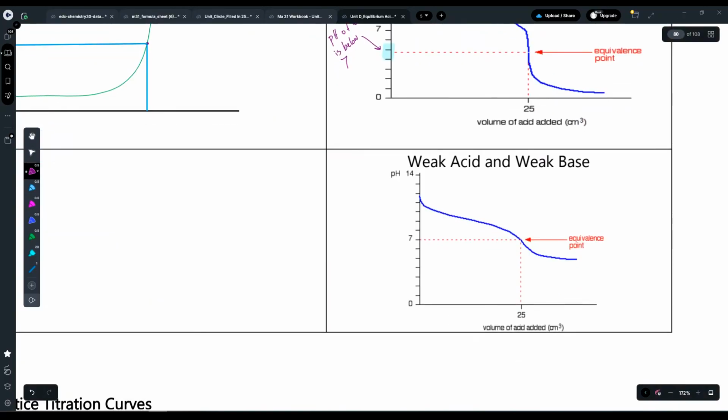Okay, and then last but not least, we have a weak acid with a weak base. Typically, the endpoint for those is around 7. However, titrations with weak acids and weak bases together typically don't show up on the diploma.